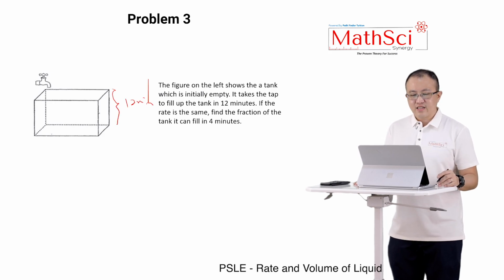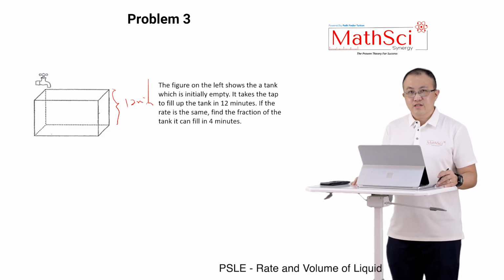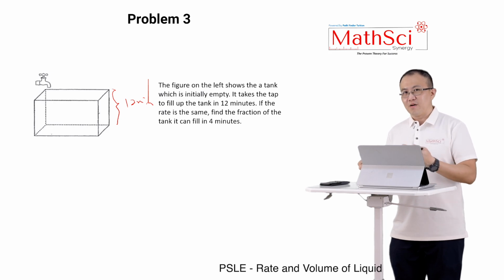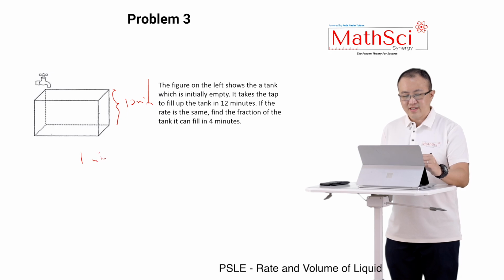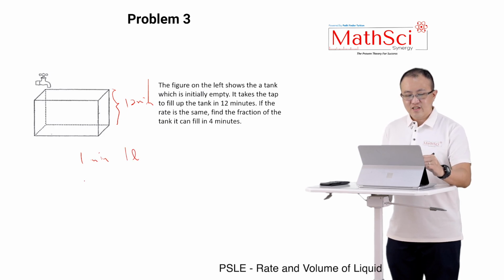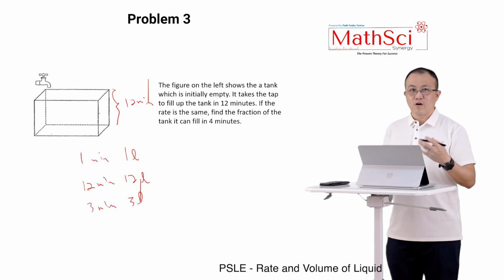And then after that, they say, if the rate is the same, never change, I want you to find the tank that you can fill in 4 minutes. Okay, so it's by proportion. Because the rate is the same, then I will say that for the same unit of time, I can fill up the same amount of water. So if 1 minute, let's say for example, I can fill 1 liter, 12 minutes, I can fill 12 liter. So 3 minutes, I can fill 3 liter. So on and so forth.